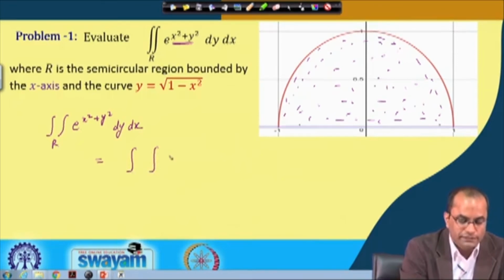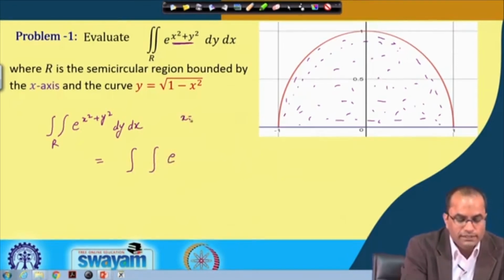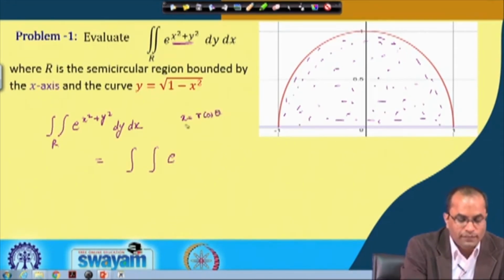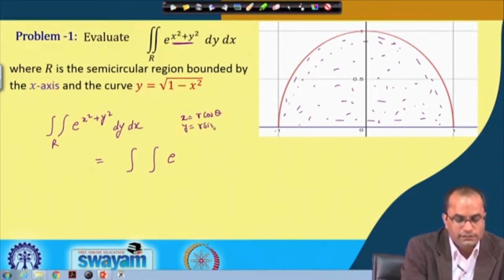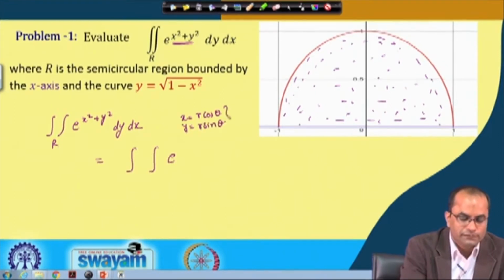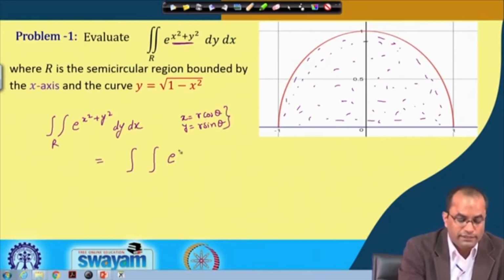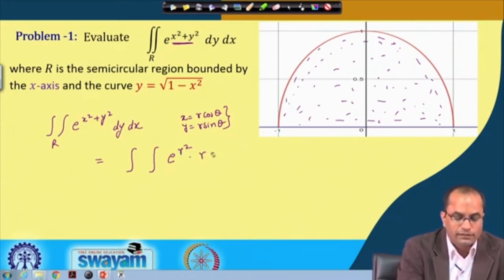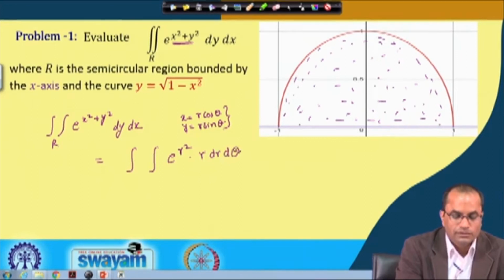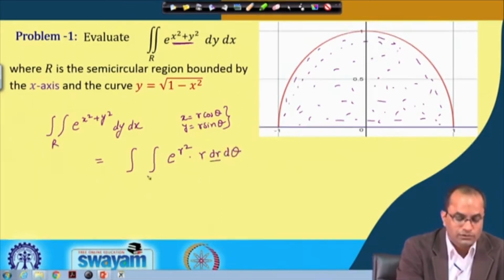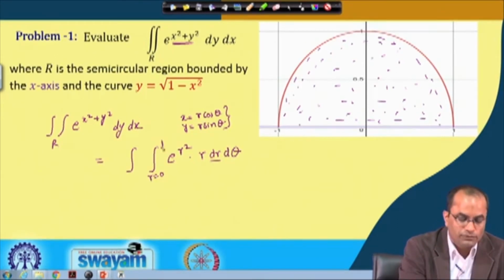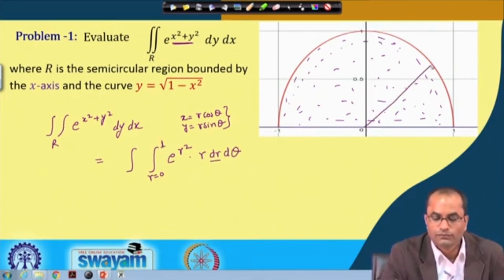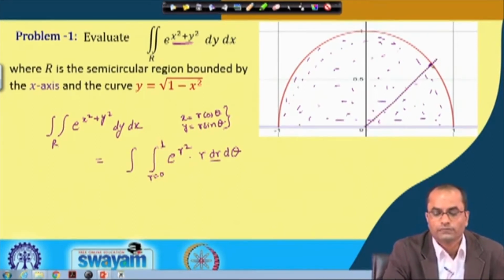first of all the integrand, because we are substituting now x is equal to r cos theta and y is equal to r sin theta, which will give us x square plus y square as r square. So, we will get here e power r square, and this dx dy will be r dr d theta. So, first let us put the limit of r. So, r will go from 0 to 1 to cover this region. So, r will go from 0 to 1, this is r is equal to 1.